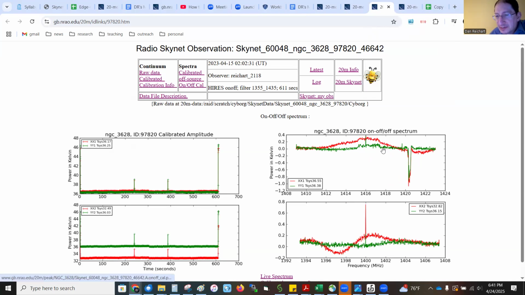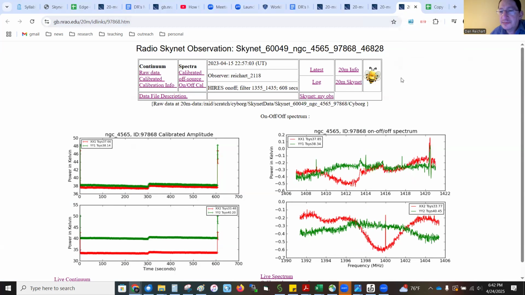Here's the next one. You can see it right here. Broad, shallow plateau. You can see it in both filters, in both polarization channels, I should say. Here's the other difficult one. You can see it right here. And let me go to live spectrum.